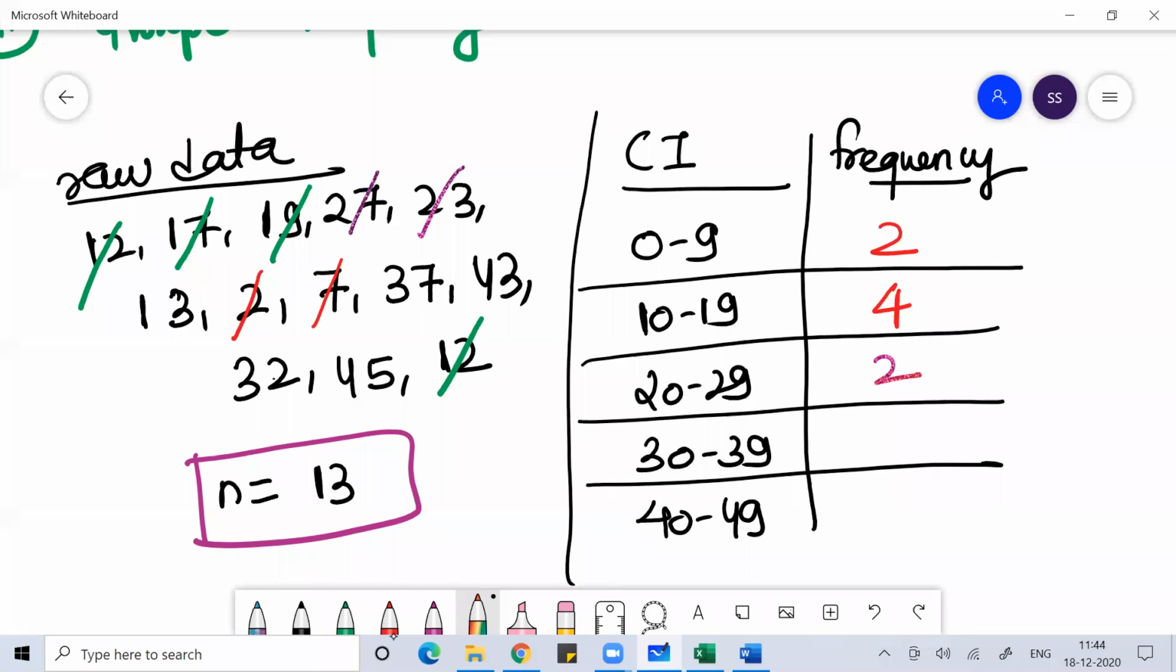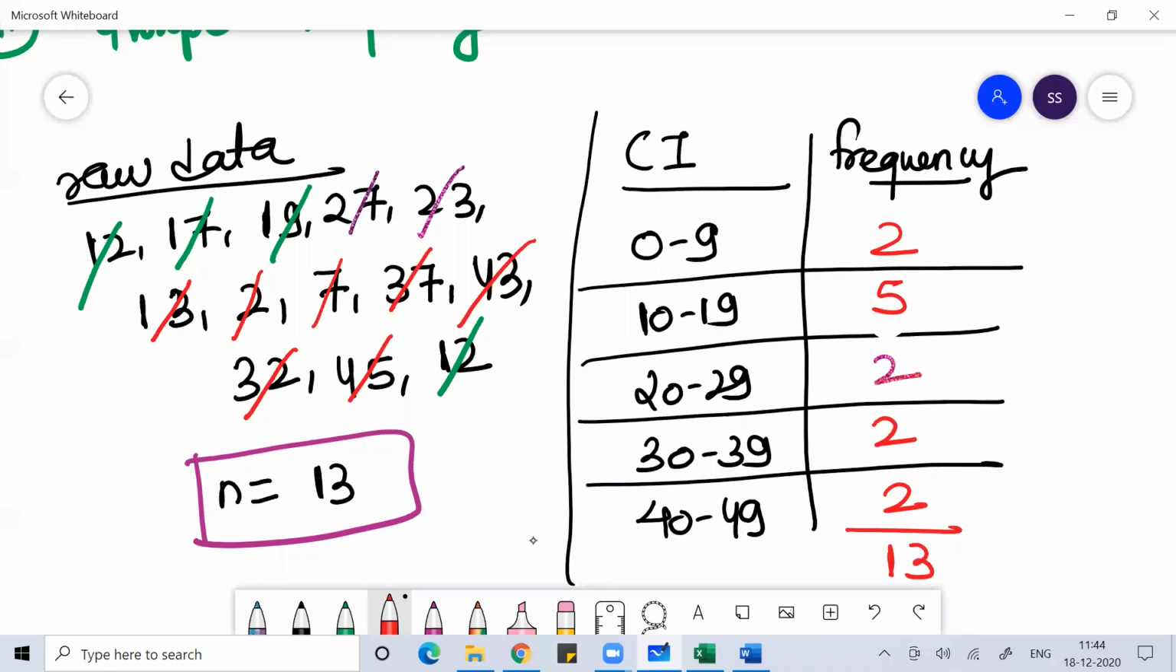Okay, so here this was 5 data. Then 30 to 39. How many data is there? 1, then 2. 2 data is there from 30 to 39. Then 40 to 49, how many data is there? 1, 2. Total how many data? So 2, 7, 9, 11, 13. This way you can write this data.